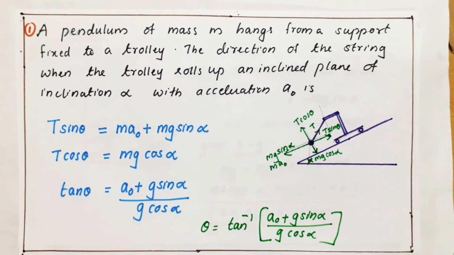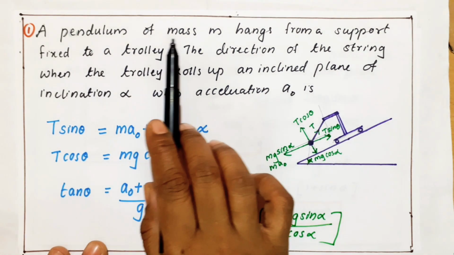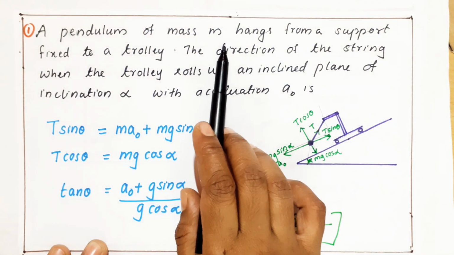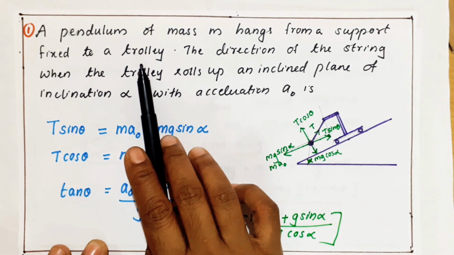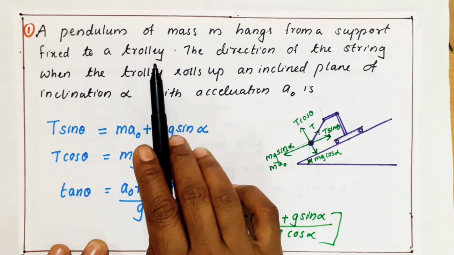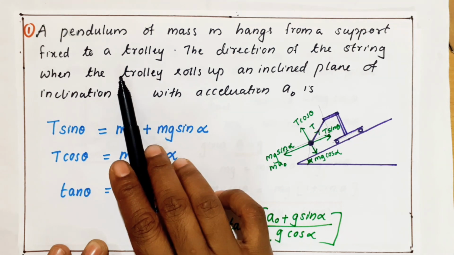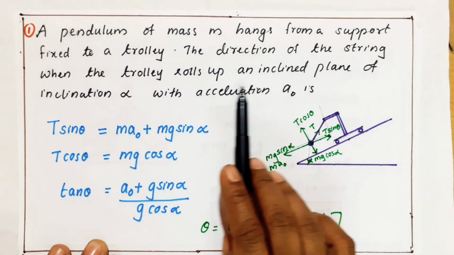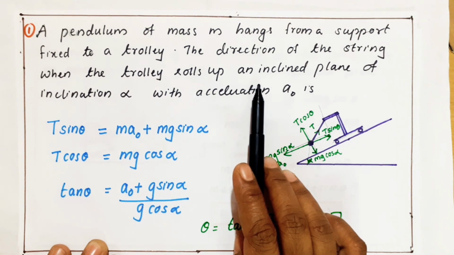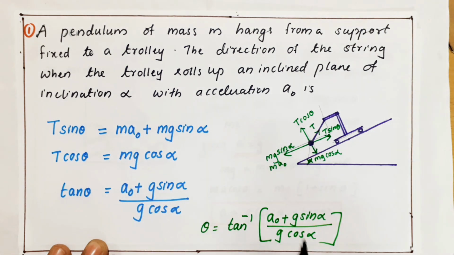I am giving a shortcut to solve a few questions of laws of motion. A pendulum of mass m hangs from a support fixed to a trolley. The direction of the string when the trolley rolls up an inclined plane of inclination alpha with acceleration a naught is?